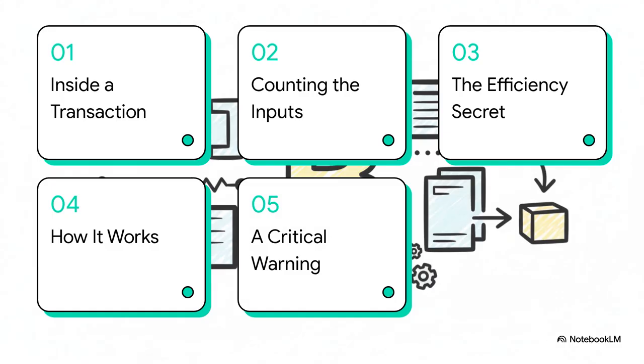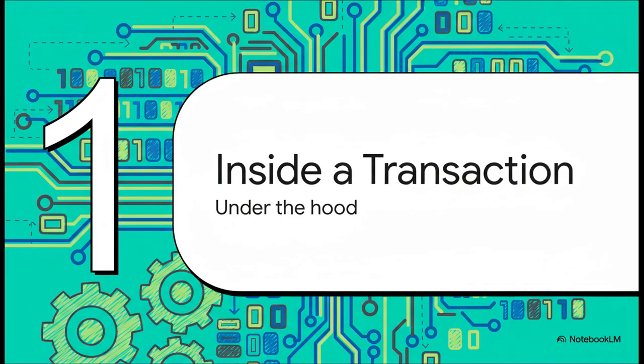So here's our roadmap for this little journey. First, we're going to peek inside a regular transaction. Then we'll zero in on how the inputs get counted. After that, this is the good part, we'll uncover the efficiency secret itself, break down exactly how it works, and then finish up with a really critical warning for any of you aspiring devs out there. Okay, let's dive into this.